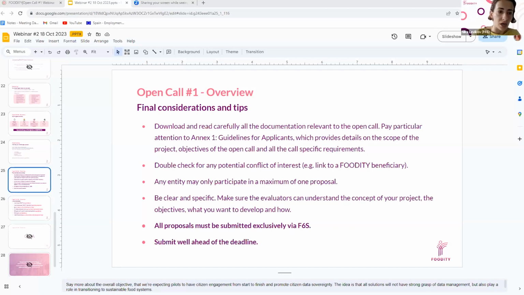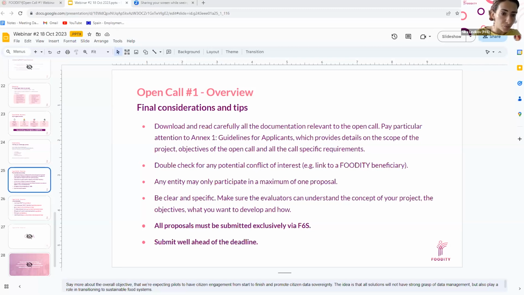Okay, thank you. Private companies, that are not SMEs. So we are only allowing startups and SMEs according to the European Commission definition. So if you are a corporation, for example, then unfortunately you're not eligible.